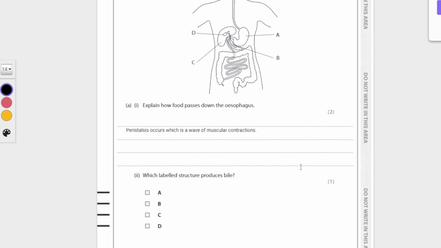Which structure produces bile? Well, we should remember that the liver produces bile and the gallbladder stores bile. So it's not going to be D because D is pointing to the gallbladder, and it's not going to be A because A is pointing to the stomach. It's not going to be B because B is pointing to what looks like the pancreas. So our answer is C, which is pointing to the liver.